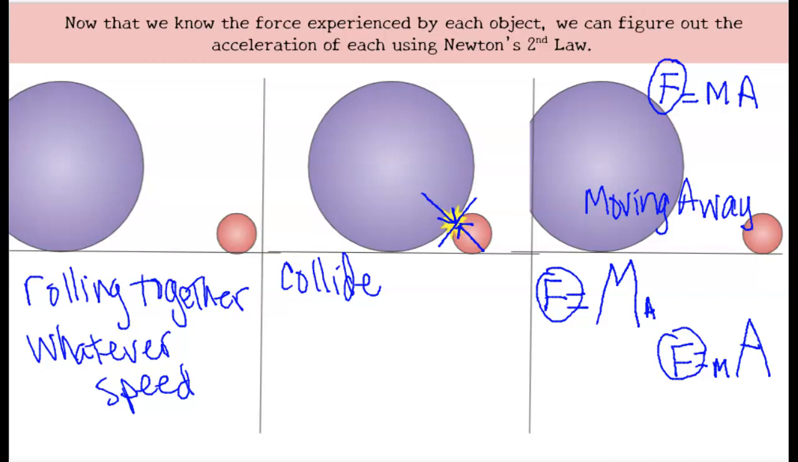So we have to play with the magnitude of the acceleration number here because the mass is fixed. We know this one's bigger and we know this one's smaller. So it has to be that the acceleration is different. So the little one will move away at a much greater acceleration.